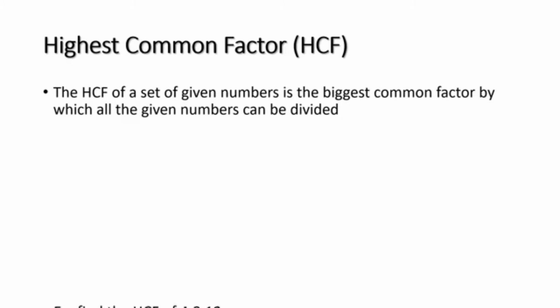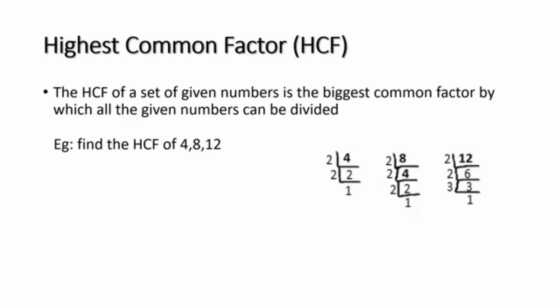Look at this example. It's 4, 8 and 12. We are going to find the HCF. The first step is to divide these three numbers separately by the prime numbers and get the prime factors like this. So, accordingly, 4 can be written as 2 into 2, 8 can be written as 2 into 2 into 2 and 12 can be written as 2 into 2 into 3.